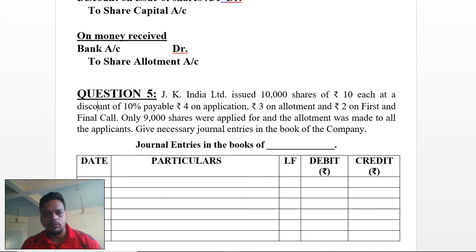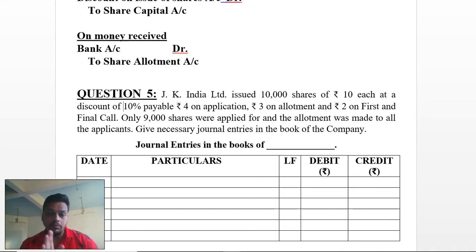Here I am having a question. Just understand this question very carefully. JK India Limited issued 10,000 shares of rupees 10 each at discount of 10% payable on rupees 4 on application, rupees 3 on allotment, and rupees 2 on first and final call.